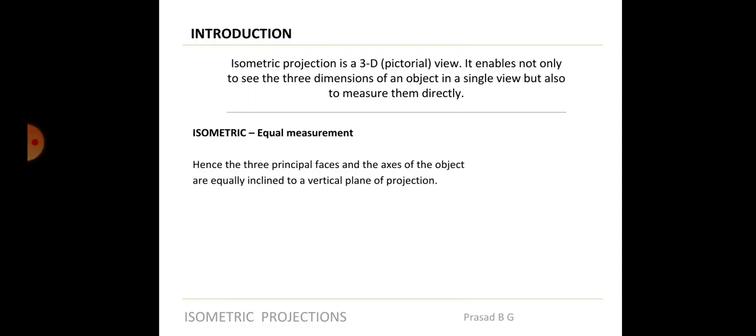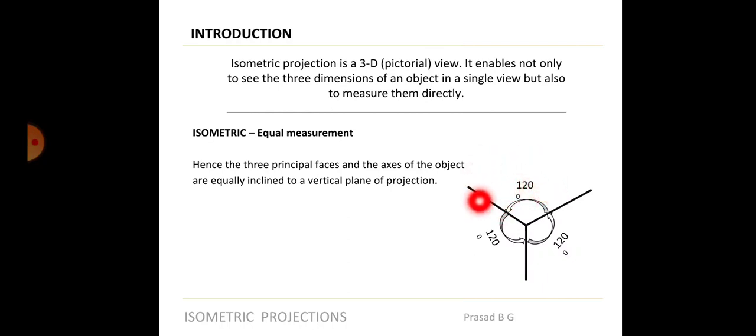Okay, so isometric means equal measurement. Hence the three principal faces and the axes of the object are equally inclined to the vertical plane of projection. As you can see here, we have a sketch. This means we have three principal planes, X, Y and Z. While drawing an isometric projection, all these three principal planes will have equal angles.